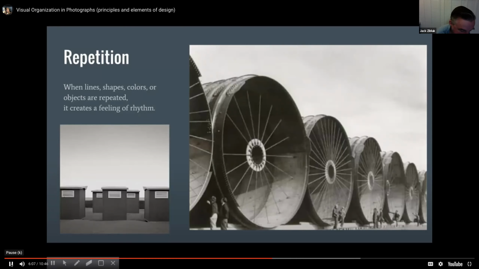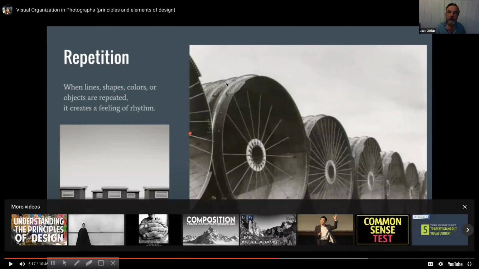Repetition is the first principle that we're going to talk about, where you can repeat lines, you could repeat shapes, you could repeat colors or textures or something. And you notice in this one, that diagonal line moves you through it. This one does not. This one doesn't move as much, but again, maybe that's the point.